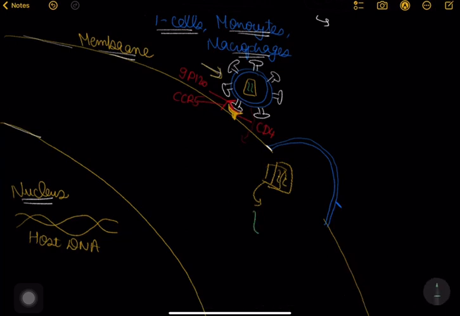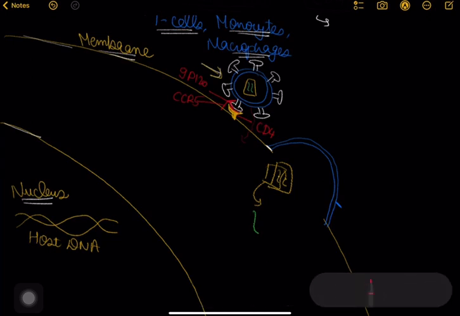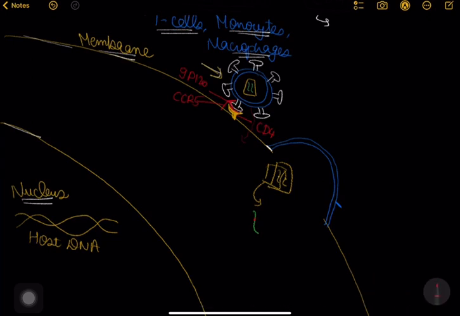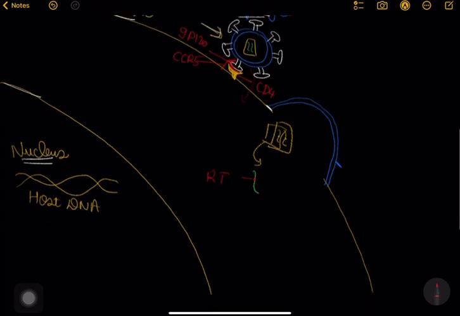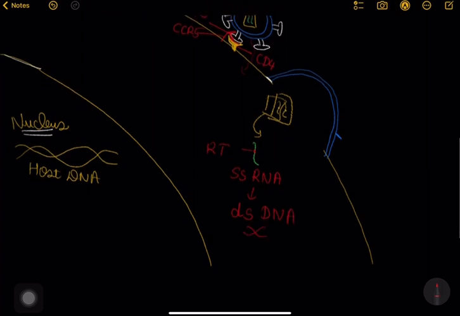Okay, so this is RNA and this is the enzyme present on it. Okay, so this enzyme is reverse transcriptase. Now this enzyme will get activated, and what is this enzyme going to do? It's going to convert single-stranded RNA into double-stranded DNA. Now this DNA is formed. So after the formation of HIV DNA, it is going to enter into the nucleus of the host cell.